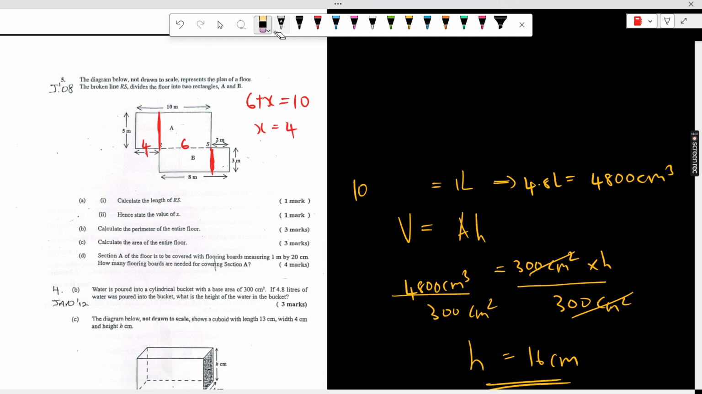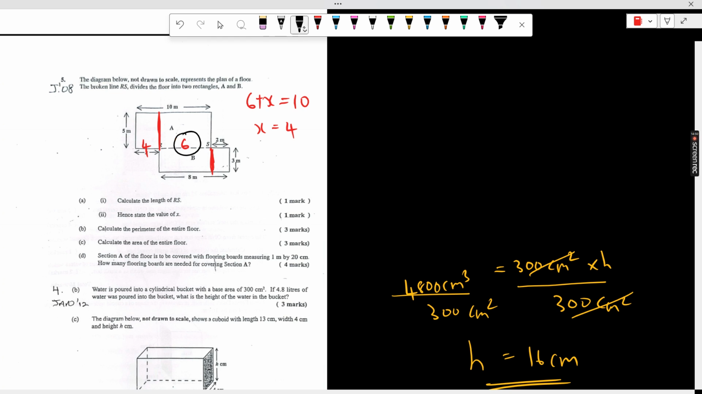It says calculate the perimeter of the entire floor. By definition, the perimeter of any shape is the total distance around the shape. When you're calculating perimeter, you're only going on the outside. So you will not include that dotted line, which is the 6. You're going on the outside. So you're adding the 5 plus 10 plus this piece here, which is 5 again, then this little piece 2, then 3, plus 8, plus 3, plus this little piece, which is 4. You're adding up all of that.